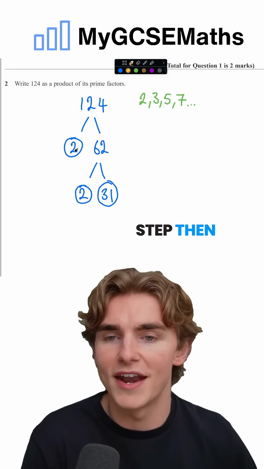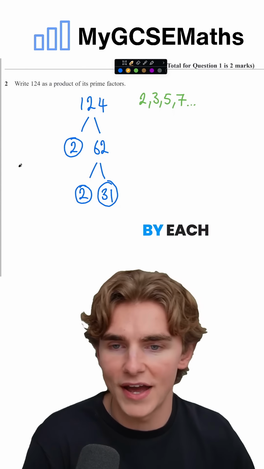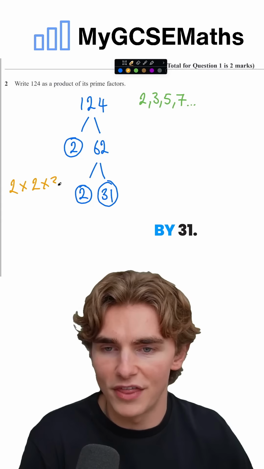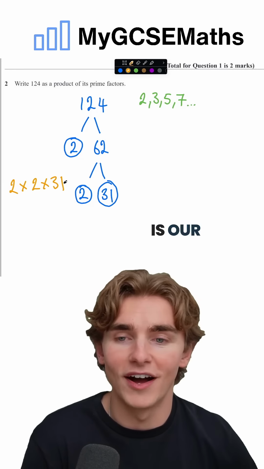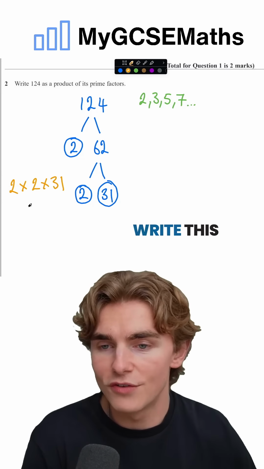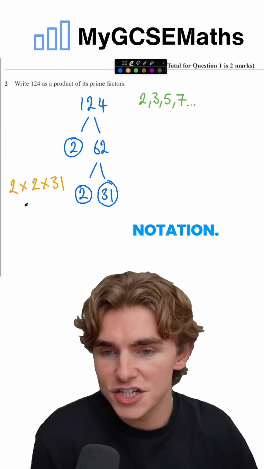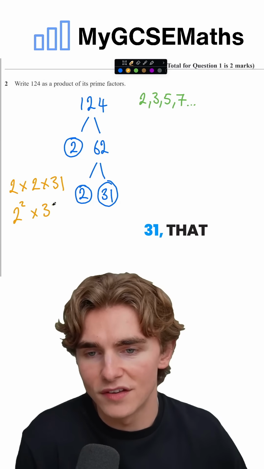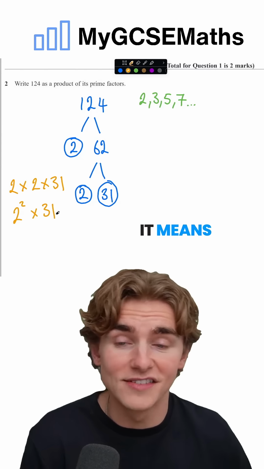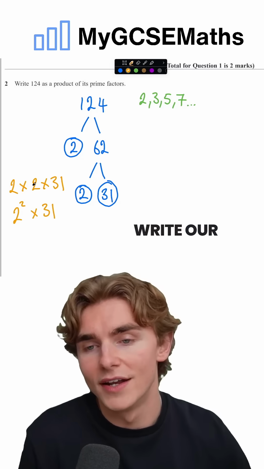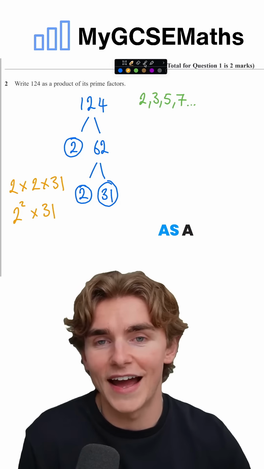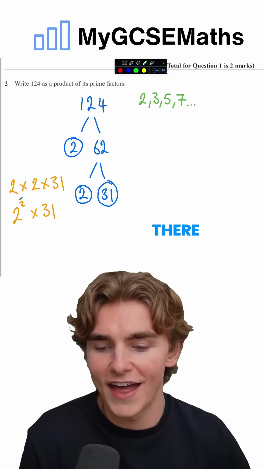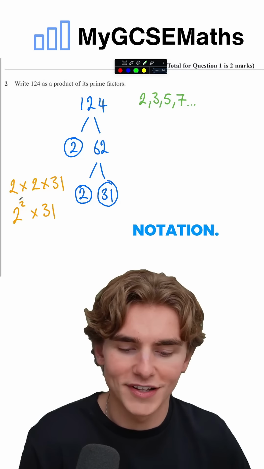So the final step then is going to be to multiply these numbers by each other. So we're going to have 2 times by 2 times by 31, and that is our answer. If we wanted to, we could write this in what we call index notation. So 2 times 2 is 2 squared, and then times by 31. That index notation, all that it means is that we actually write our numbers times by each other if we can as a power. So 2 times 2 is 2 squared. We write it as a power there to put it in index notation.